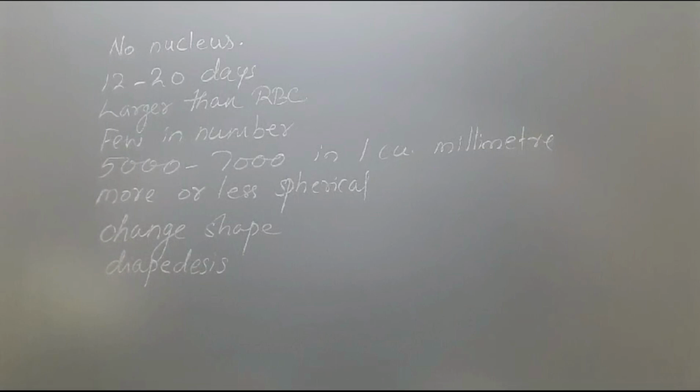Let us see the lifespan of WBC. WBC's lifespan is about 12 to 20 days. And in size, they are larger than RBC. We already learned about RBC in the previous class. RBCs are small in size and more in number.